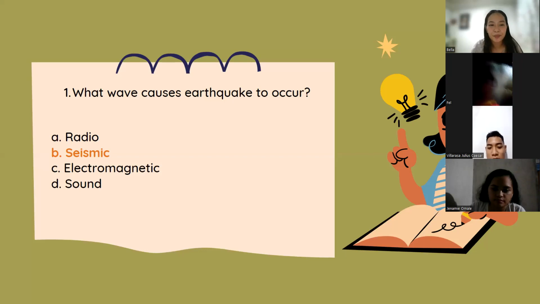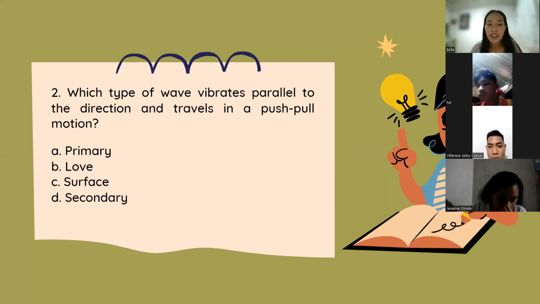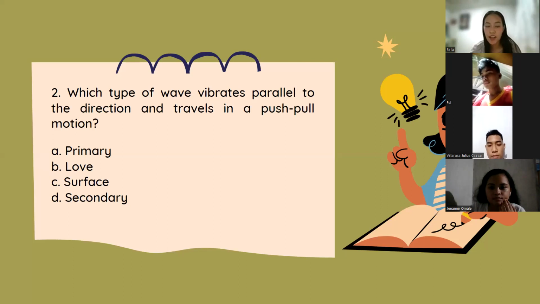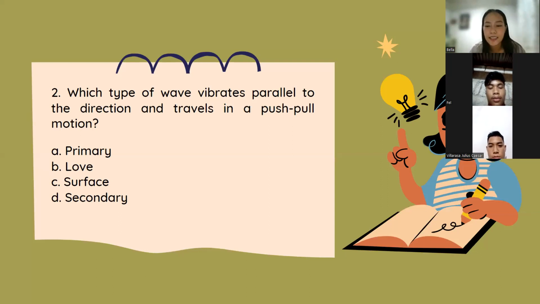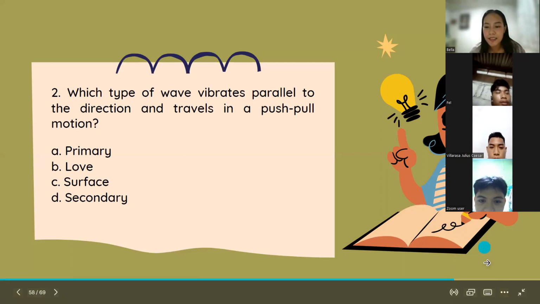Yes, Miss. Number 2. Which type of wave vibrates parallel to the direction and travels in a push-pull motion? A. Primary, B. Love, C. Surface, D. Secondary. If you want to answer, you can unmute yourself or raise your hand. Miss, A. Primary. Okay, let's check if primary is correct.